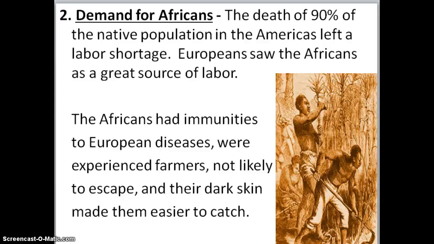Second cause is the demand for Africans. So the death of 90% of the Native American population left a labor shortage in the Americas. So the Europeans saw the Africans as a great source of labor. The Africans already had immunities to European diseases. They were experienced farmers. They were not likely to escape because, frankly, where could they go once in the Americas? They could not get back to Africa. And lastly, their dark skin made them easier to catch.